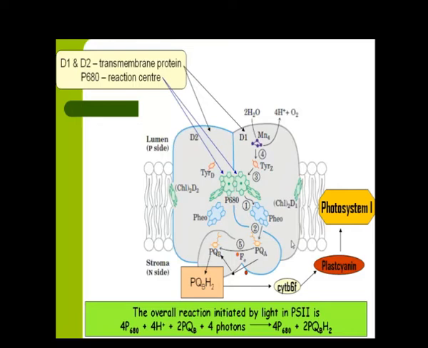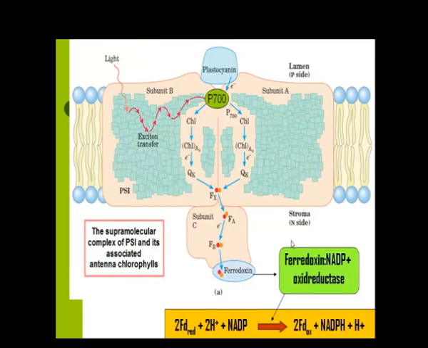Now, from plastocyanin, it has come to P700. With all these intermediates, it goes to ferredoxin, then FNR, ferredoxin-NADP oxidoreductase, and finally forms NADPH + H+. Any confusion with this?